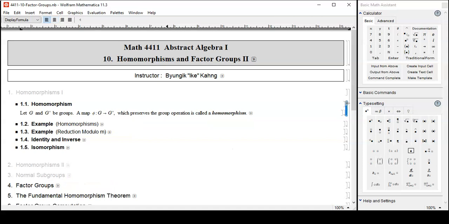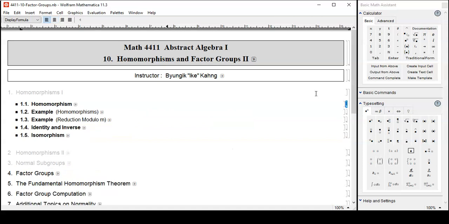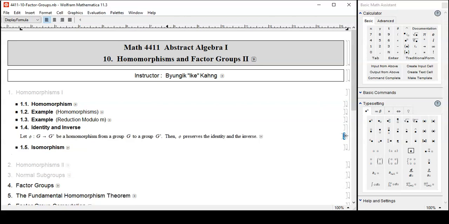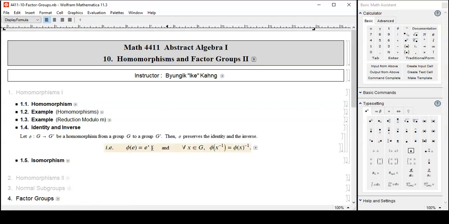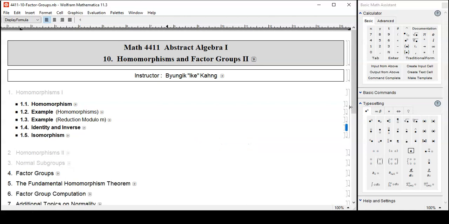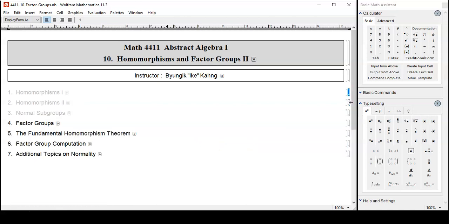Now it turns out the homomorphisms preserve not just group operations, but some other things as well. The identity, and also inverse. E goes to E prime as the elements of G go to elements of G prime, and X inverse goes to phi of X inverse. So basically X inverse is going to Y inverse if Y is phi of X. Is that all? Actually more.